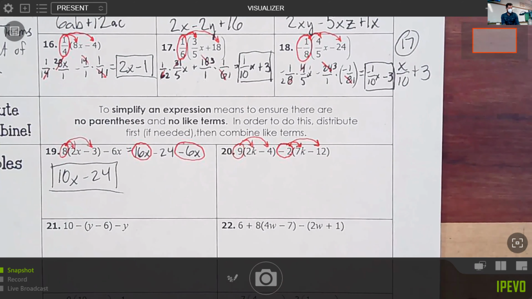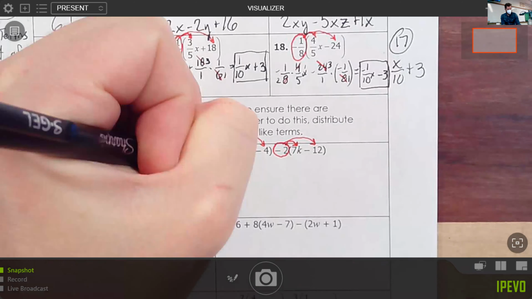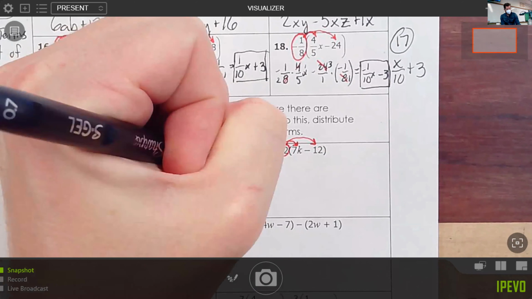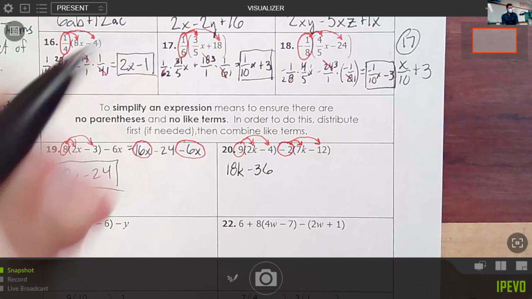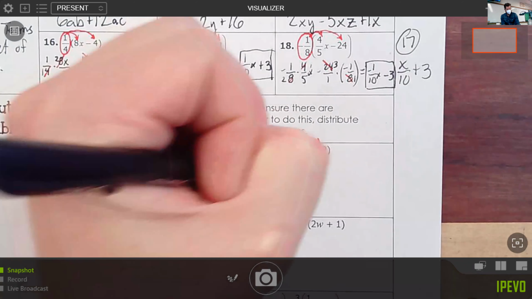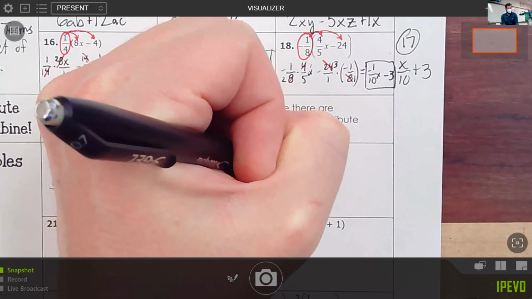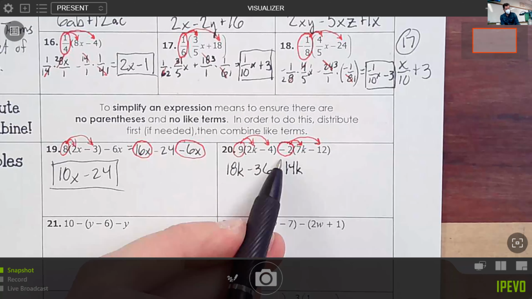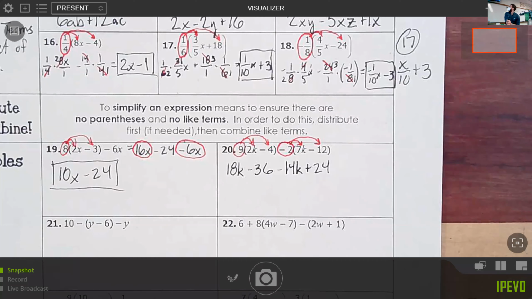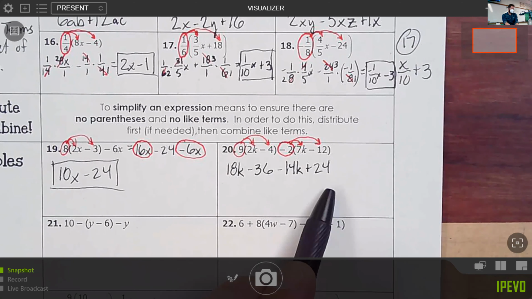So we have two things that we are distributing into. So we're going to take 9, multiply it by 2k, that's 18k. 9 times -4 is going to be a negative, or a -36. -2 times 7 is -14 with a k, so -14k. And then -2 times -12 is a +24, so +24. So when we distribute, we're going to have 4 terms. We have no parentheses.